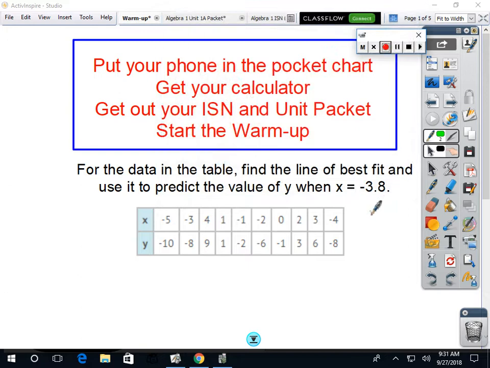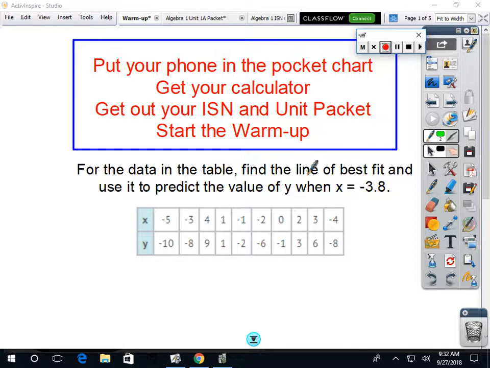For the data in the table, find the line of best fit and use it to predict the value of y when x equals negative 3.8. Okay, so what would we need to do first? What's the very first thing you would need to do to find the line of best fit? Nobody remembers? How do you take data from a table and find the line of best fit?